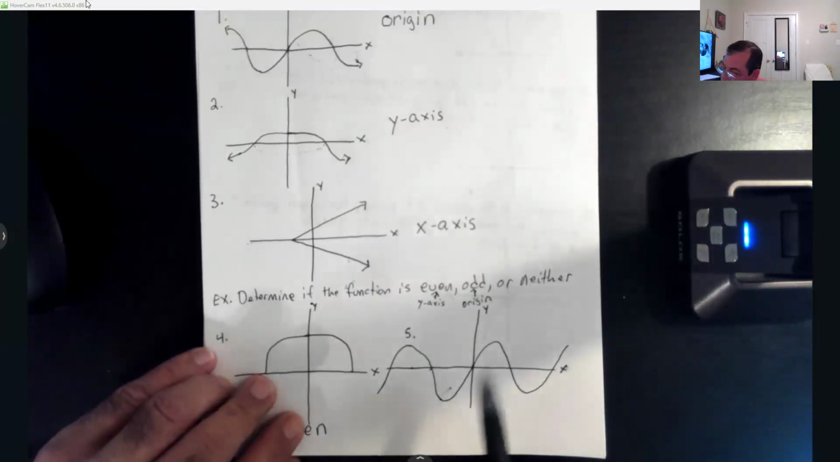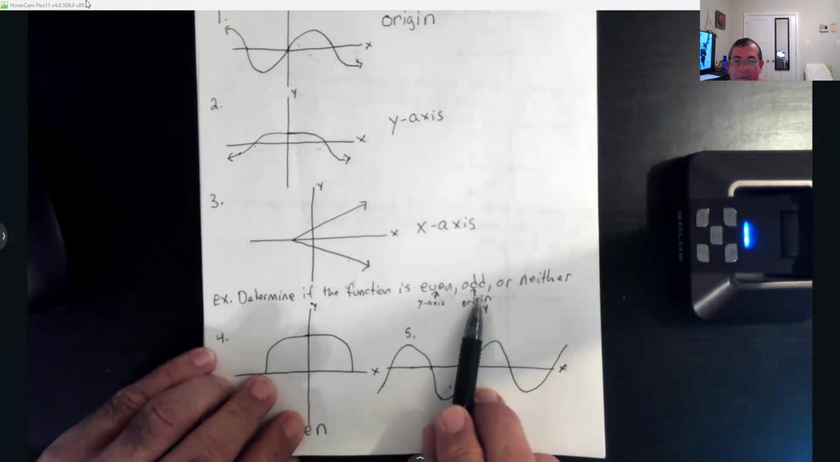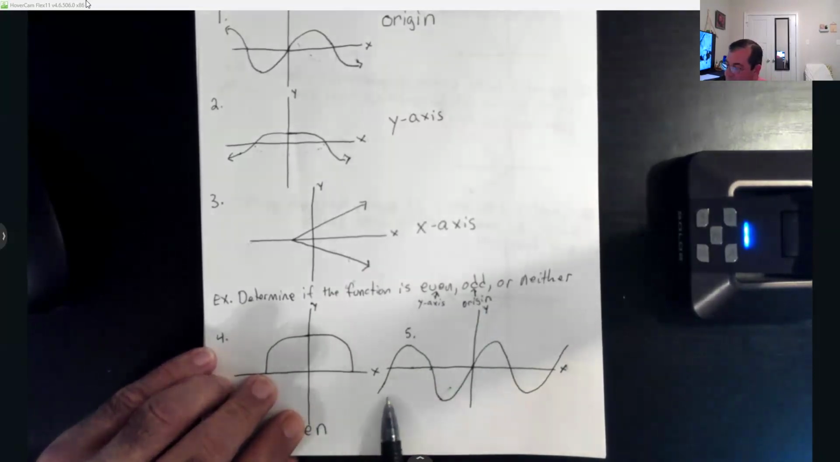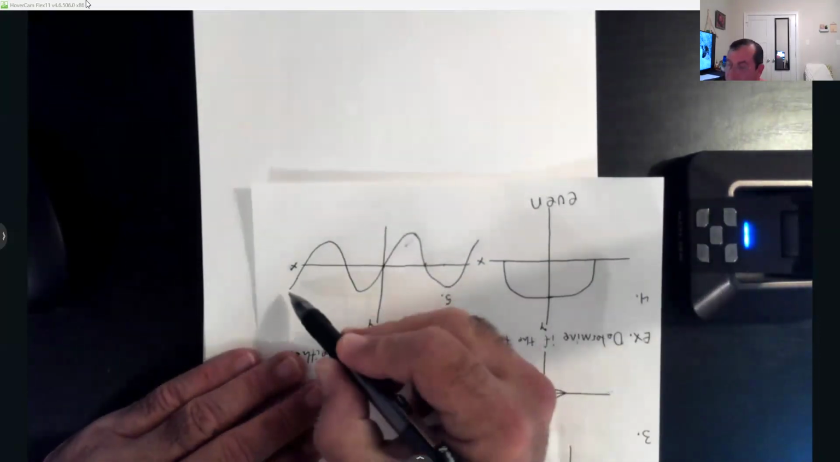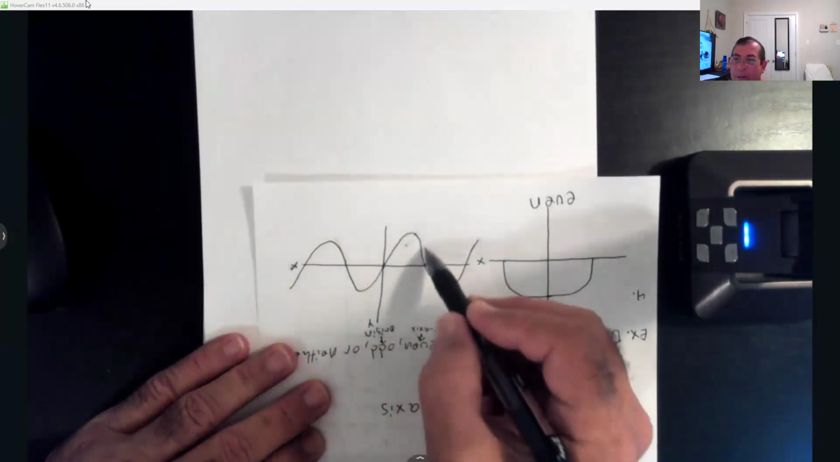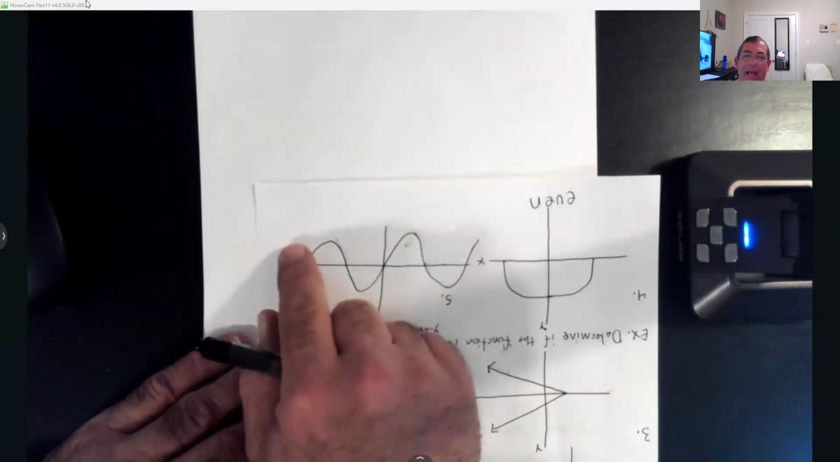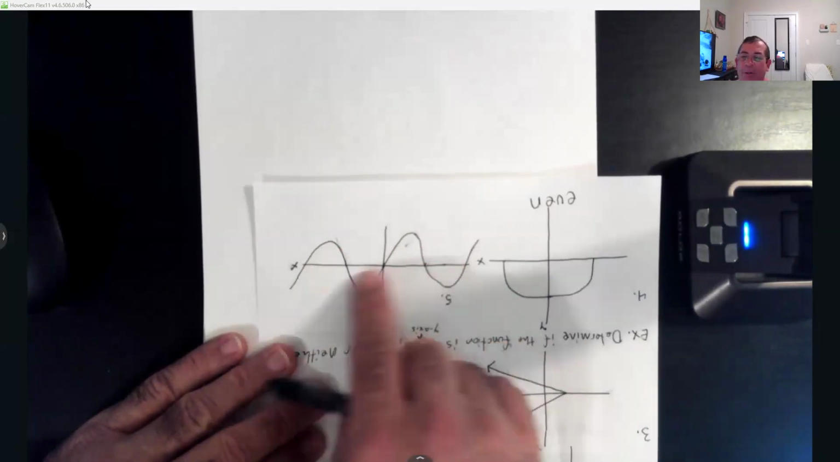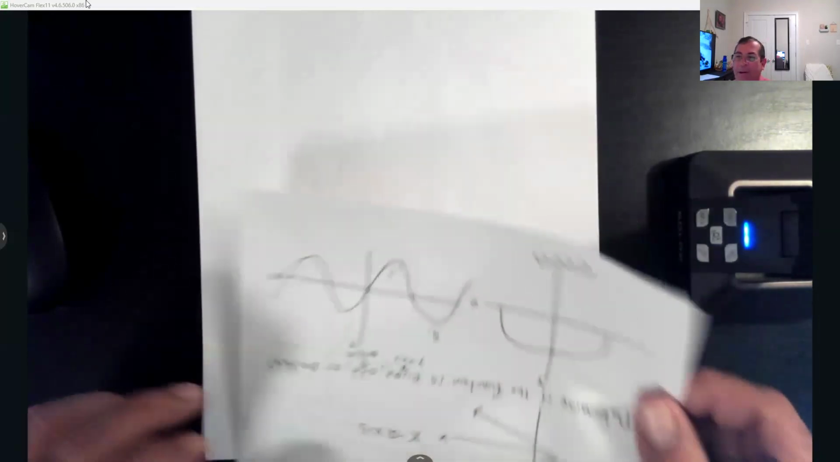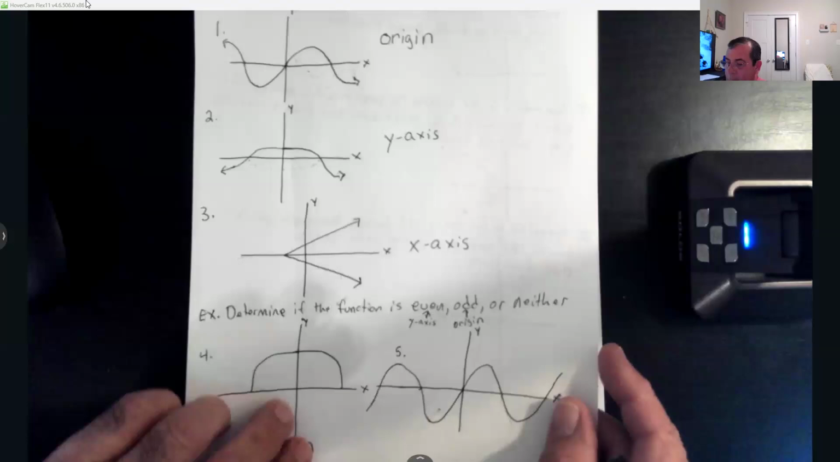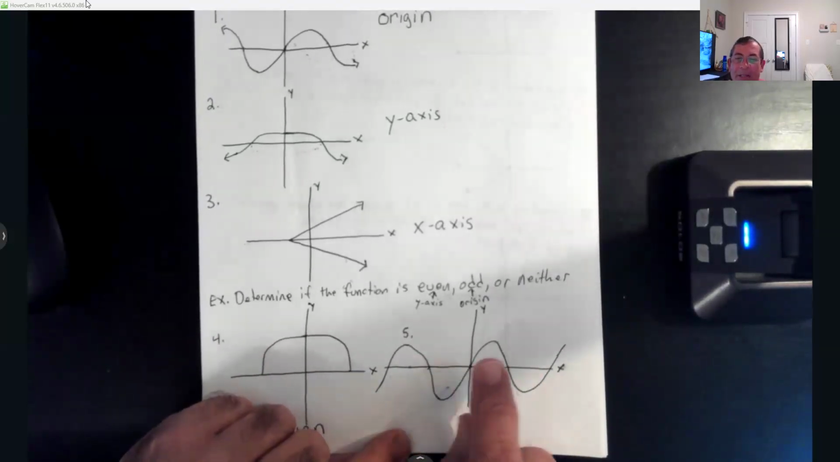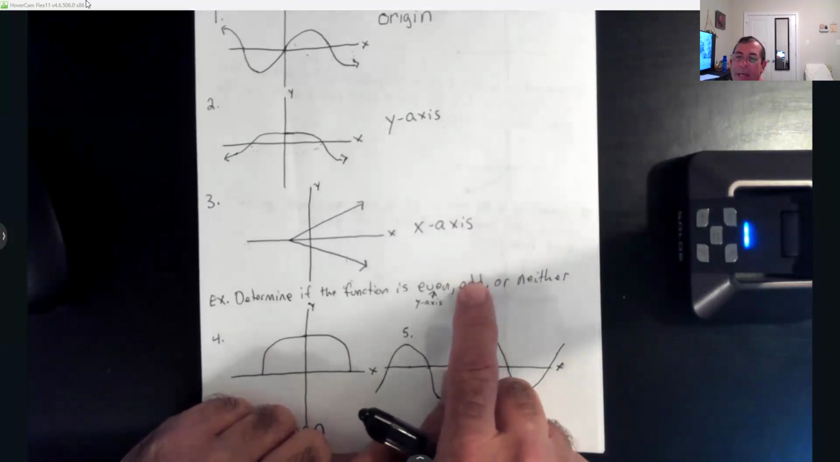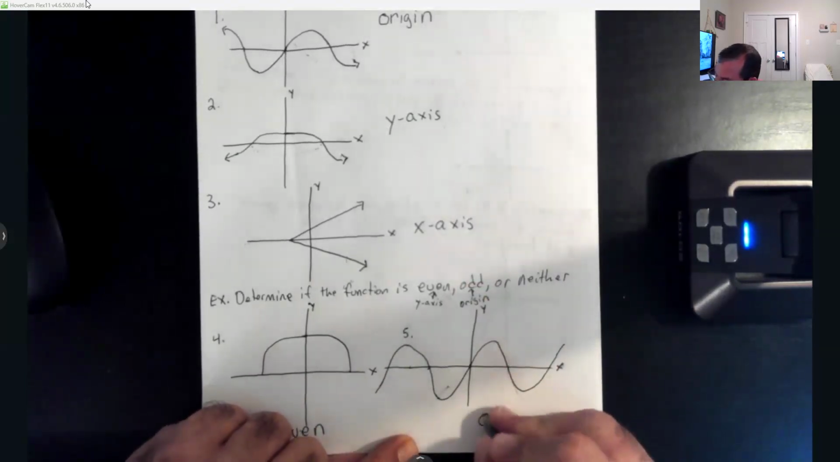So now I'm gonna check the origin and see if it's an odd function. So remember, it's going uphill, left to right. When I flip it 180 degrees, it's going uphill, left to right. So I've got the same exact picture both ways when I turn the graph upside down. So since turning it upside down made it symmetric to the origin, this is an odd function.